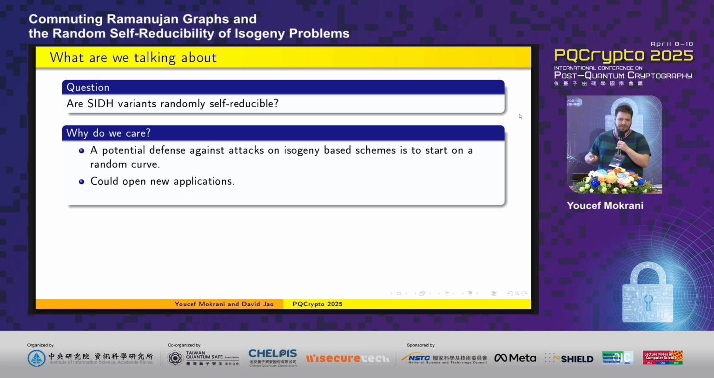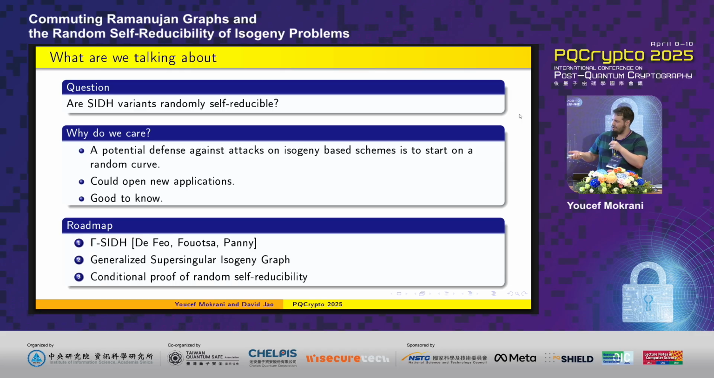Also, it opens new applications. In a theoretical sense, a randomly self-reducible problem allows, for example, new zero knowledge proofs. In a more applied sense, there are right now protocols for isogenies that, for example, chain isogenies, which would mean that the second, third, and following isogenies in the chain start with a random curve, and you assume that this problem is randomly self-reducible if you want to work with them. Also, it's usually just good to know the properties of the schemes you're working with.